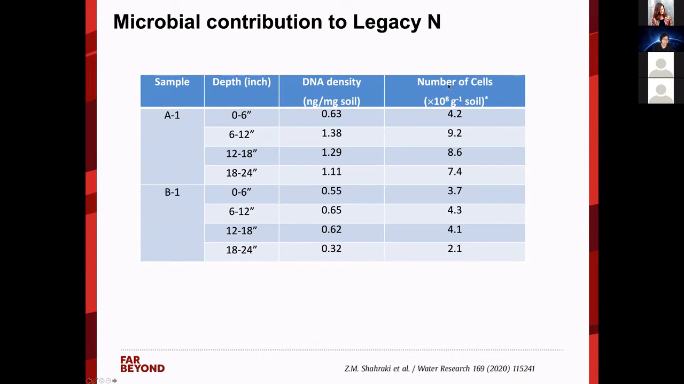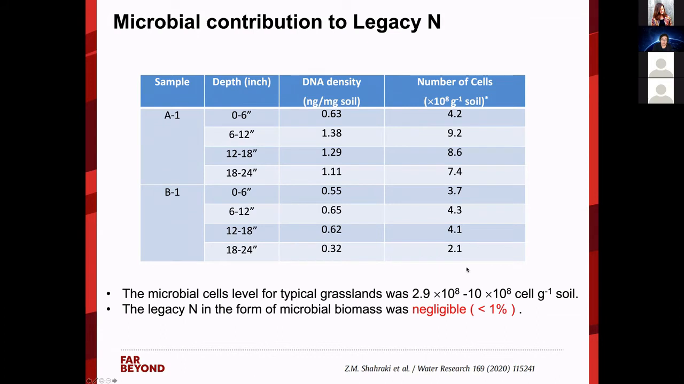So basically, in the last column of this table, you can see the number of cells present at the two sites was on the order of 10^8 cells per gram of soil. This level was comparable to the typical grassland microbial cell density, which is also in the range of 10^8 cells per gram of soil.